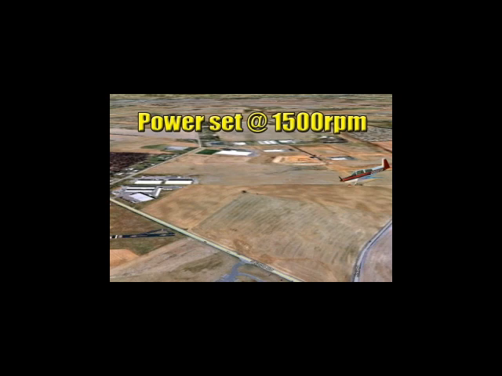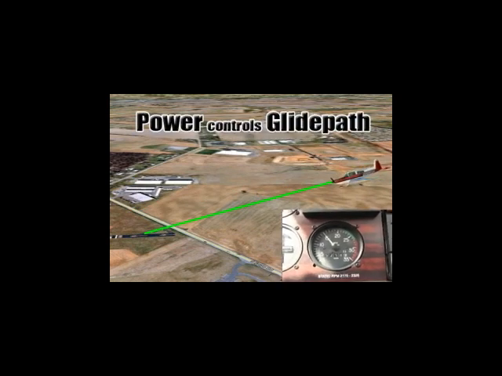Now, if I change part of that equation, if I change my pitch to a steeper one, of course, the speed's going to increase. And if I reduce my pitch attitude, I'm going to get dangerously slow, like we saw that 172 in that second video. The other thing Don talked about is power controls glide path. Like I said, I generally do my approaches at 1,500. It's what works for me.